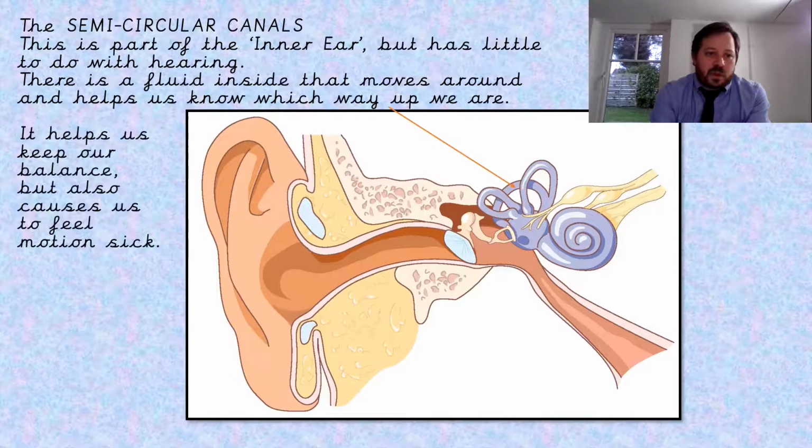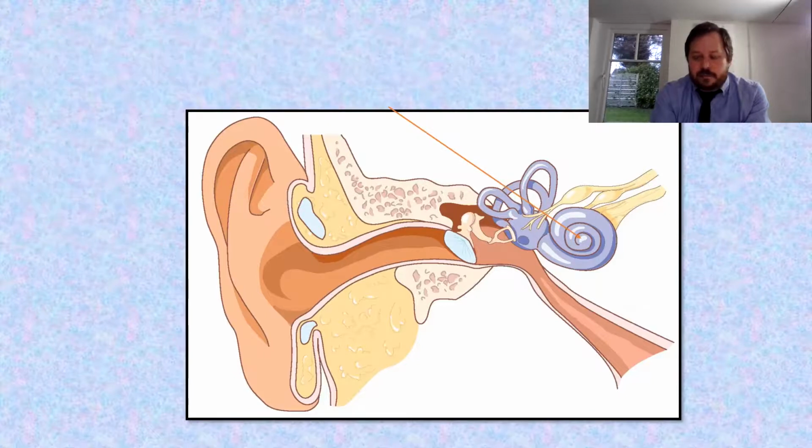So it affects our balance. It lets us know what we're doing or the motion that we're feeling. It is a confusion between the motion we're feeling and what we're seeing, which causes us to feel what's called motion sickness. If we feel like we shouldn't be moving but look like we are, or vice versa, then we get this disparity, and that can cause us to feel motion sickness.